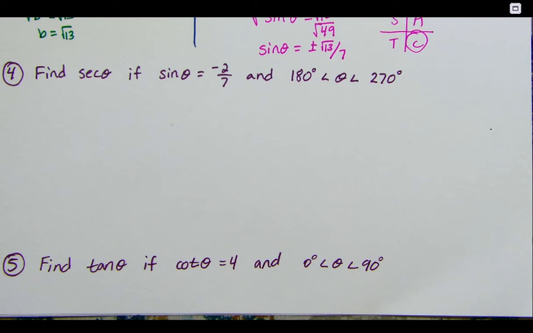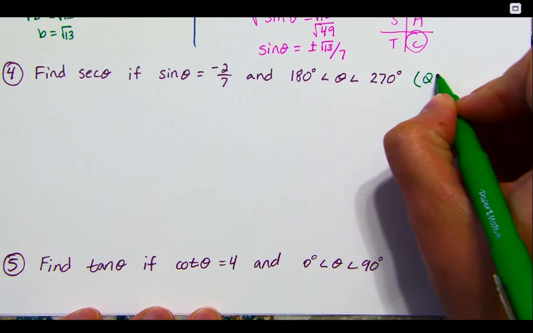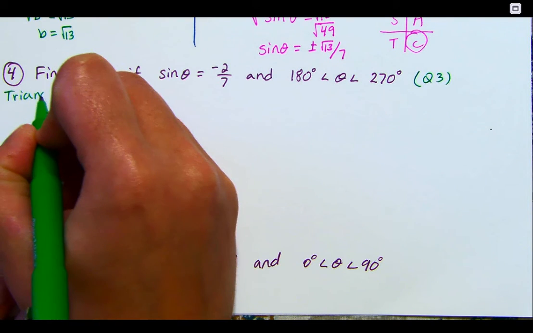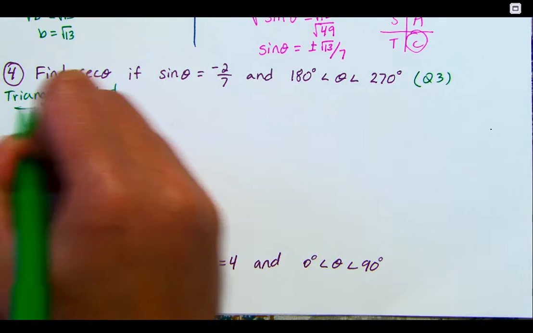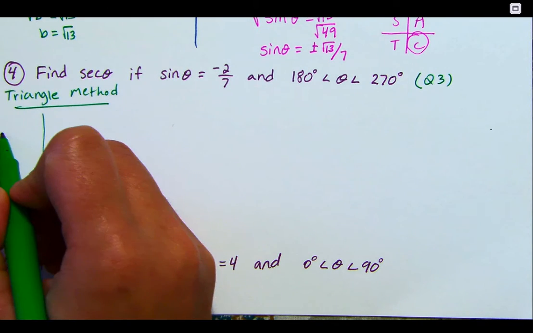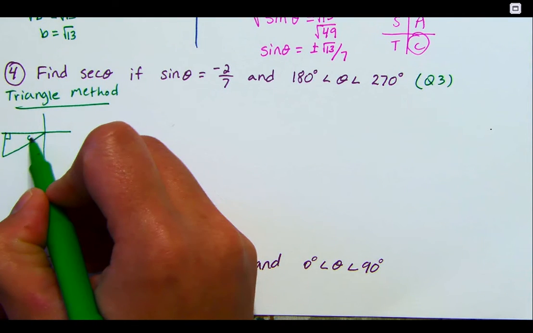All right, so still finding exact answers. If we are between 180 and 270, that is going to be quadrant 3. So again, I'm going to start with the triangle method. And since I'm in quadrant 3, draw my right triangle in there.